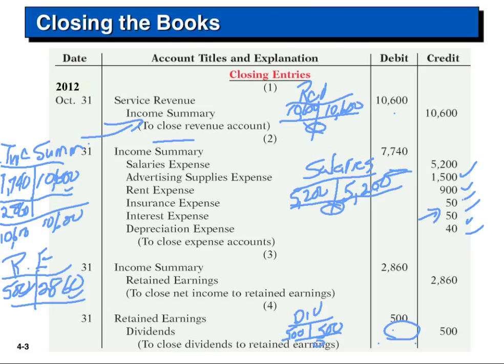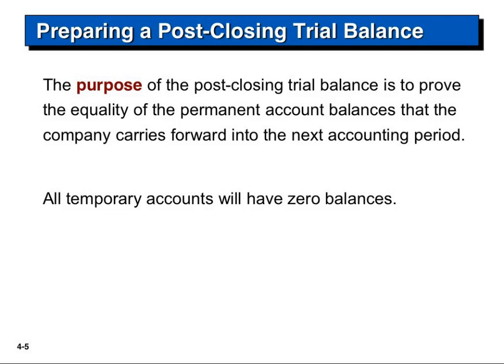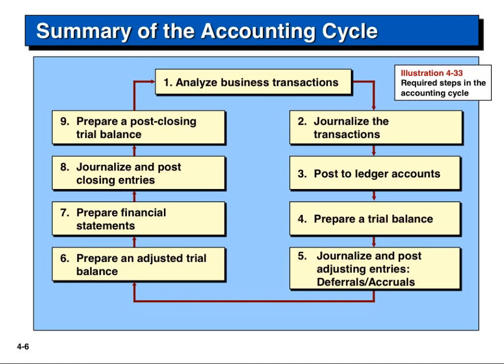Now these are just made up by the accountant to do specifically that. So when everything is posted, this is what it would look like in the ledger account. The purpose of the post-closing trial balance is to prove the equality of the permanent account balances. That is, I bring up the retained earnings by that new amount. All temporary accounts will have a zero balance, and that completes it.